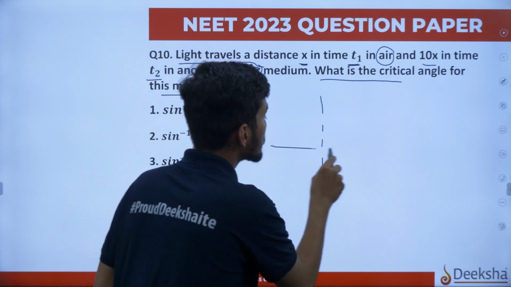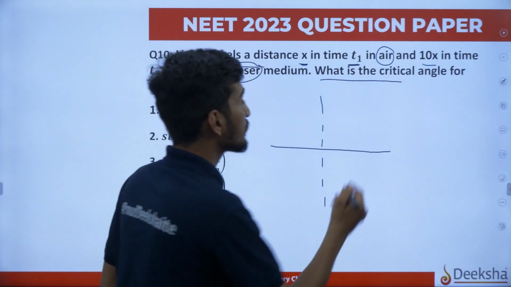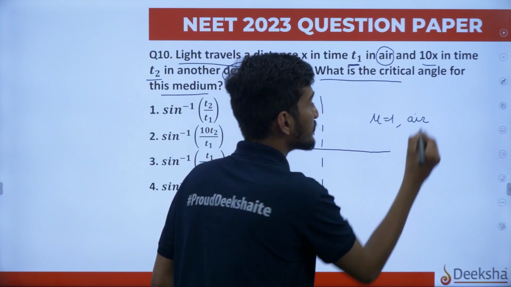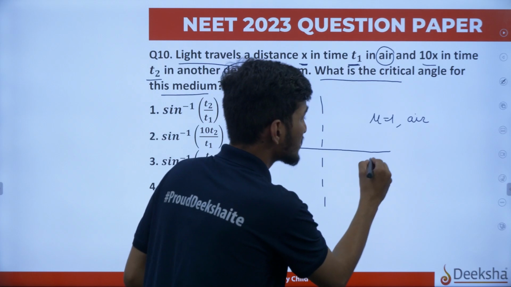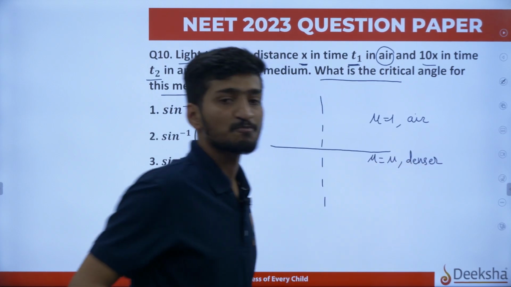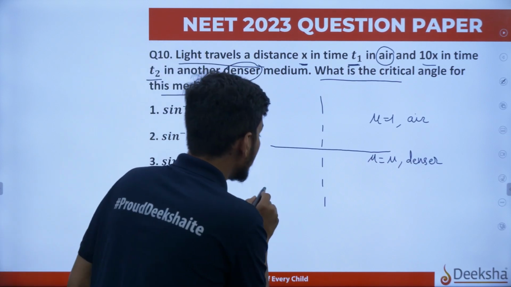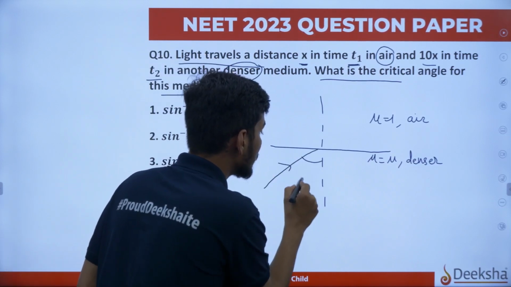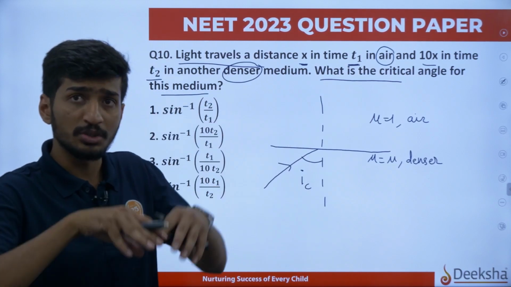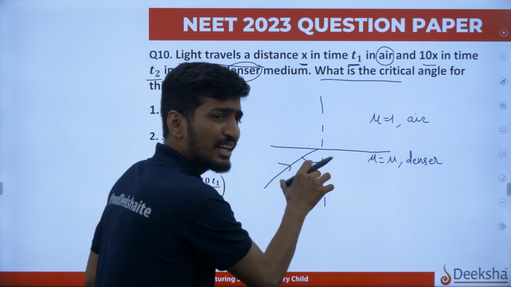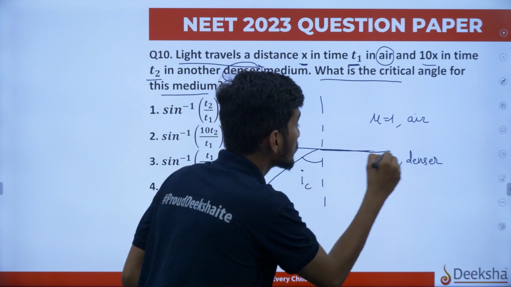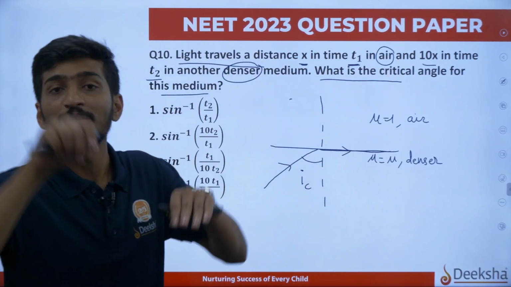This is the normal, this is the boundary of two surfaces. One of the surfaces, the rarer surface, is air, so its mu is 1, and the denser surface here has some mu. Now light enters like this at critical angle. When it's going to a rarer medium, it should diverge out, it should increase your angle. At a certain critical angle, it diverges so much that it actually goes flat like this, parallel to the boundary of the surface.